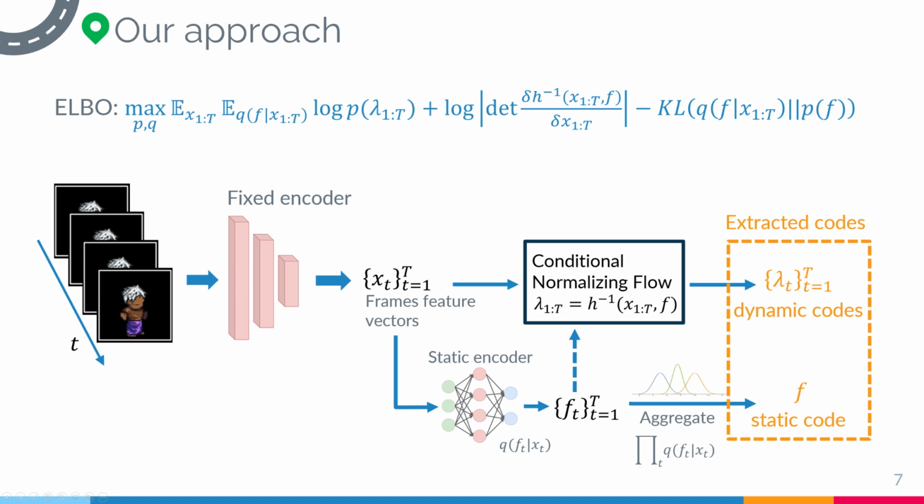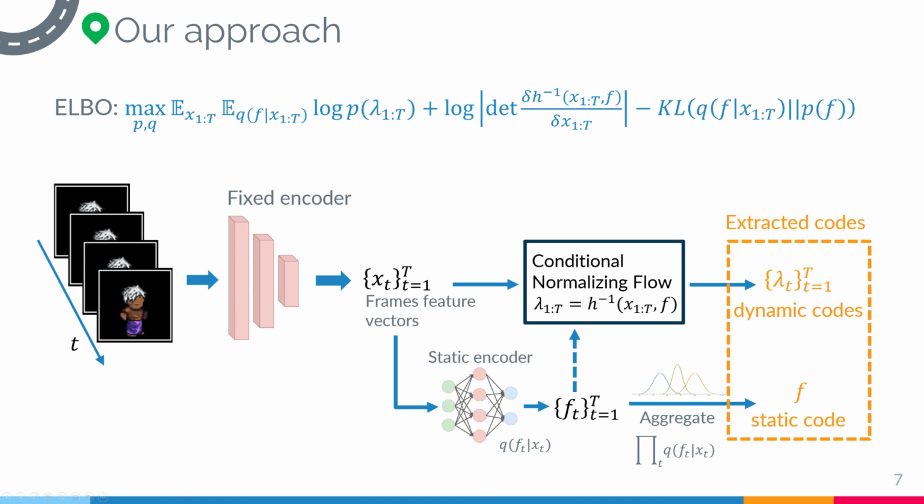In our approach, we extend the classical VAE framework with a conditional normalizing flow that models the relationship between the factors. First, the frames are encoded into a low-dimensional space using a pre-trained fixed convolutional encoder. This works because a normalizing flow is invertible, so the encoder does not need to be retrained. The frame vectors are then used as input to a static encoder, which estimates static codes for each individual frame. These estimates are aggregated to produce the static code F, which is inherently permutation invariant.